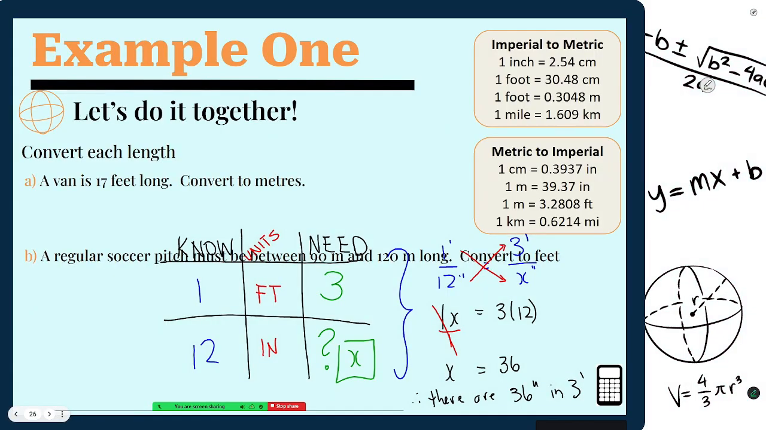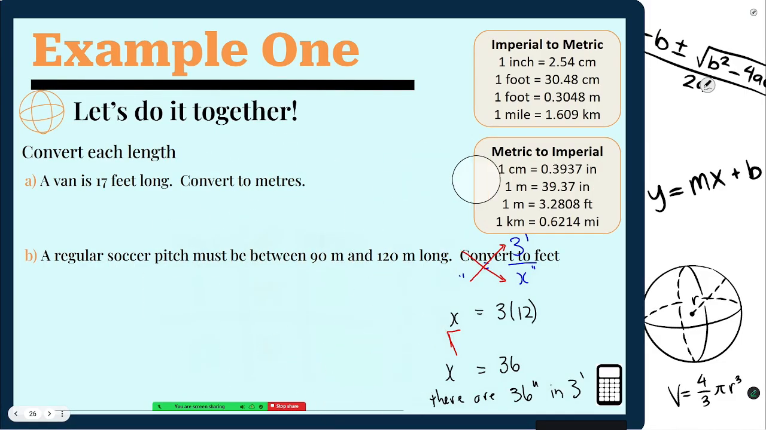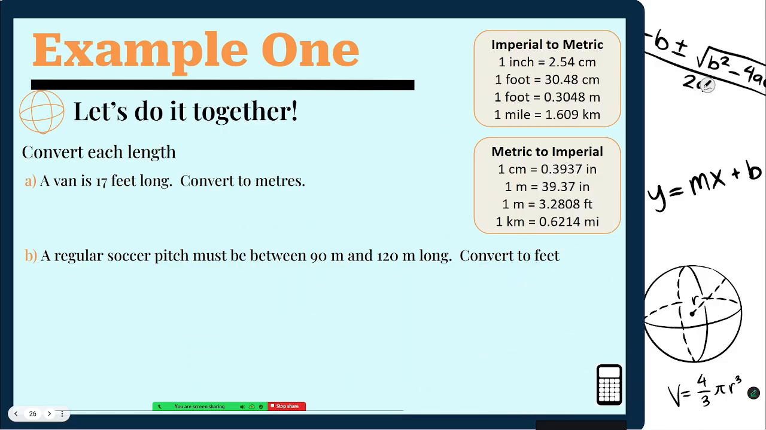So let's try a little bit harder ones. You can set up the whole chart if you want, or you can just set up ratios. Here we go. Example 1 says convert each length. A van is 17 feet long. We want to convert feet to meters. I have over on the side of the board our cheat sheet of imperial to metric conversions and metric to imperial conversions. So what we're going to do is set up our know and need.